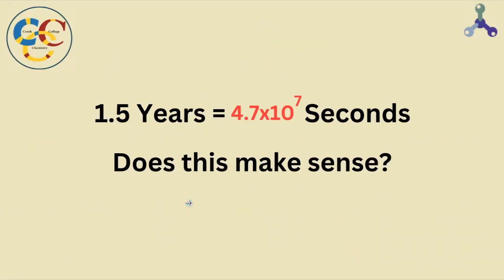Now, does this make sense? Does it make sense that 1.5 years is equal to 4.7 times 10 to the 7 seconds? Well, we stated earlier in our intuitive prediction that because 1 year is so much bigger than 1 second, then in order to have two equivalent times, one in years, one in seconds, the quantity in front of seconds should be so much bigger. So it does make sense.